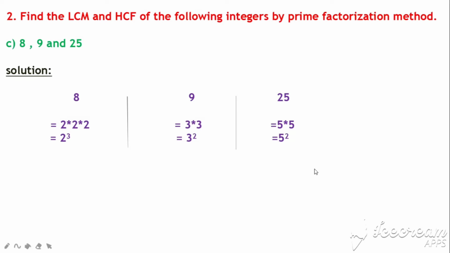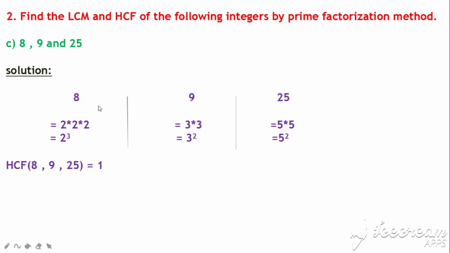So among all these three, 2 cube is not present among 9 and 25, 3 square is not present among these two, and 5 square is also not present among 8 and 9. So what is the HCF? Only 1 is present among all the three. So HCF of 8, 9 and 25 is 1.